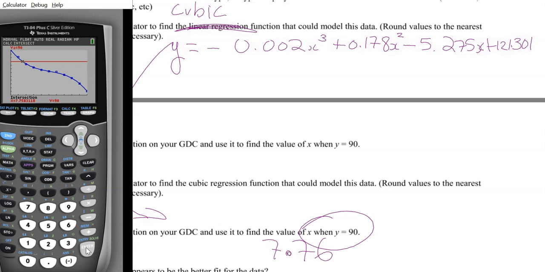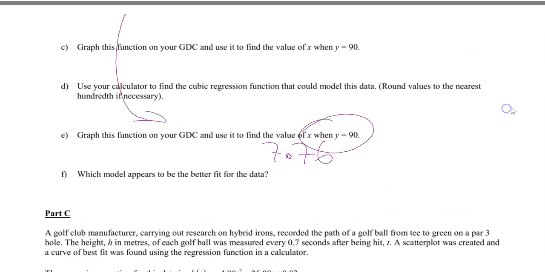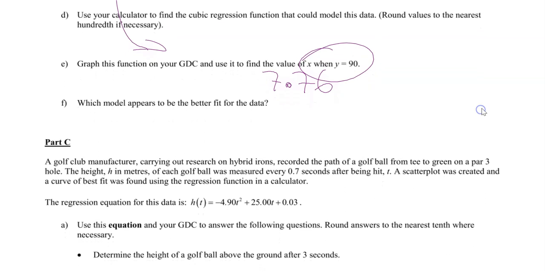7.76. We don't have any units with it, because we're just given this table of numbers. It's not like one is in meters and one is in seconds. Like one of the things we did the first day with the gas price, it's not price per liter or anything like that. It's just a table of numbers on which we ran a cubic regression. Okay, what would be a better fit? The one that actually hits it, which is cubic.